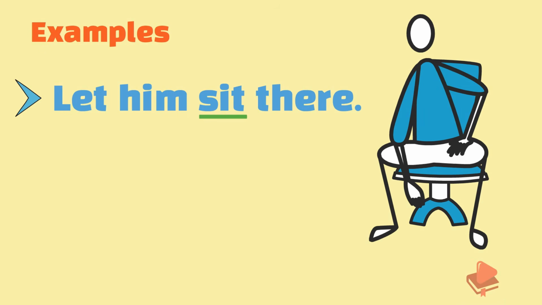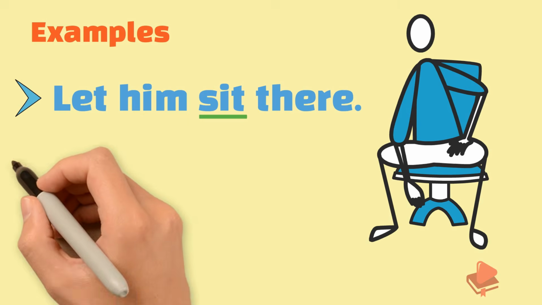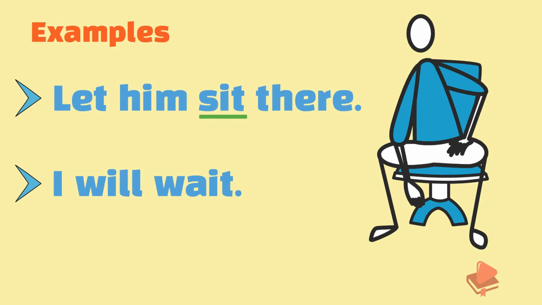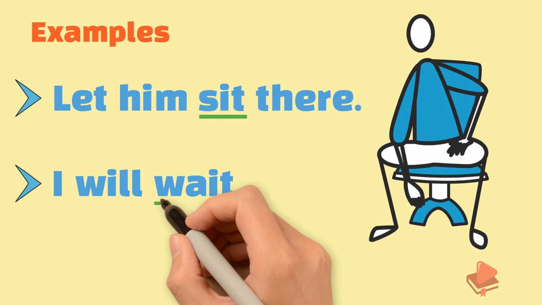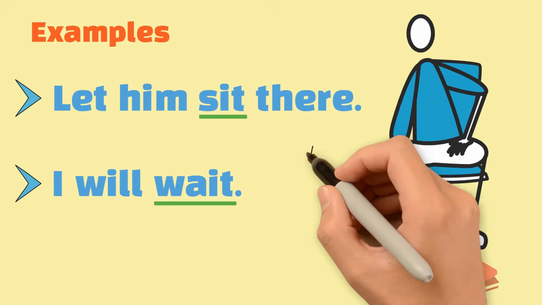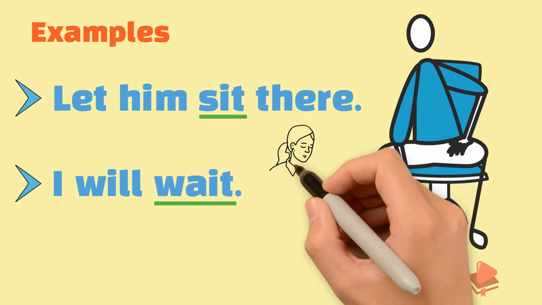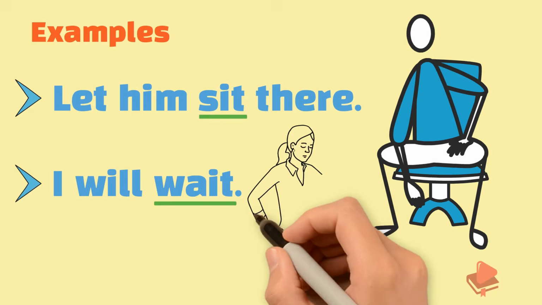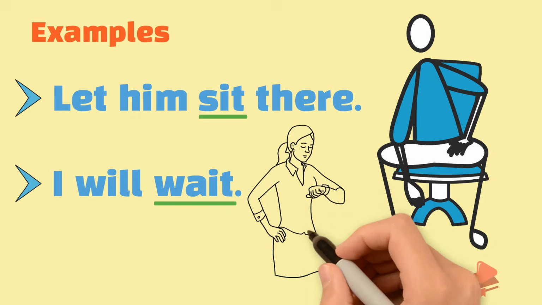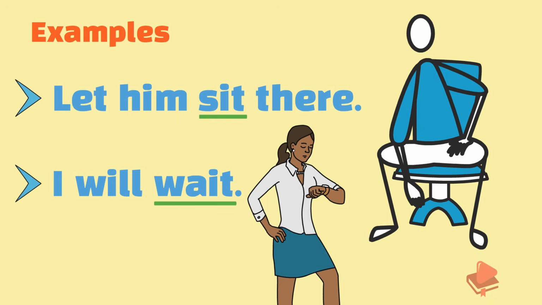Let's understand with one more example. I will wait. Here, wait is a bare infinitive as we have not written to wait. So, this is another example of bare infinitive. I hope you're clear with bare infinitives.